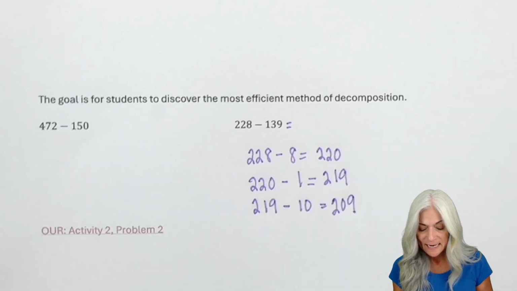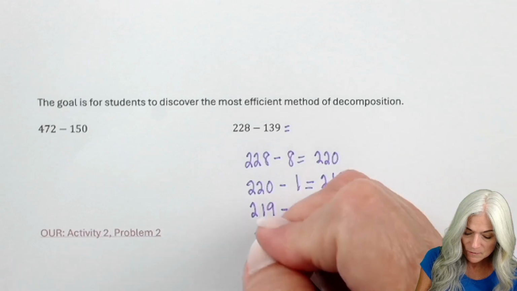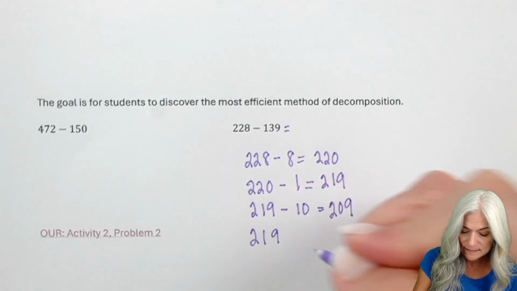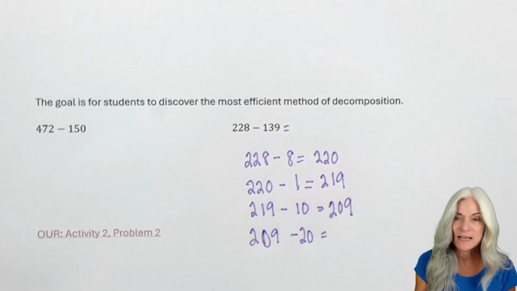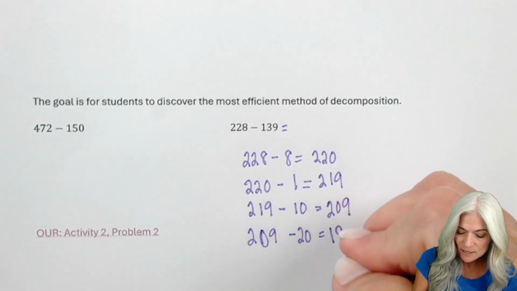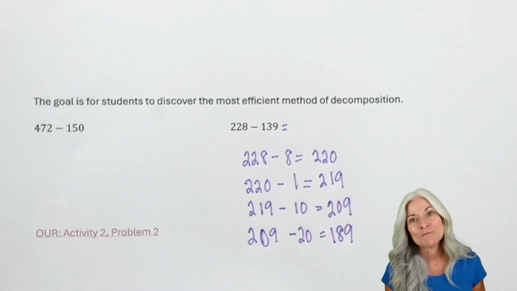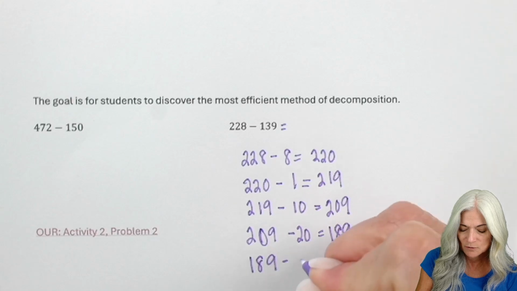209. And then we had to take away 20 more. So we had 209, sorry, minus 20 more. That's when we swapped out. Okay, so that gave us 189. And then what did we do last? We took out the 100. We took away the 100.